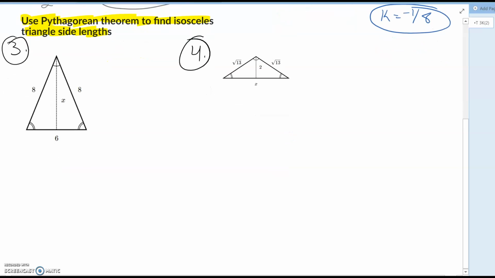All right, and then this is something that we did before break. An isosceles triangle means that 2 sides and 2 angles are equal in the triangle. So like the 8 and the 8, those are equal. Which means this is going to split this right in half. So this 6 here is going to represent the entire thing. So if that cuts that in half, that's going to make this a 3.